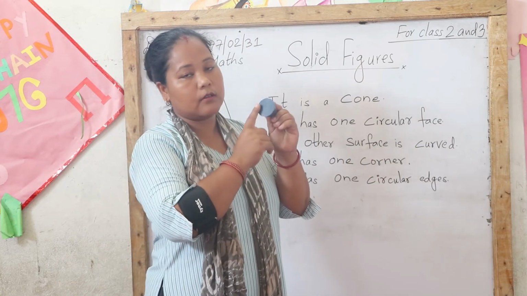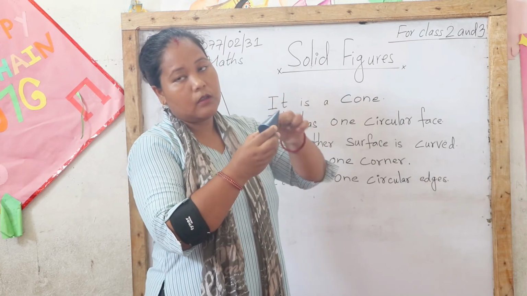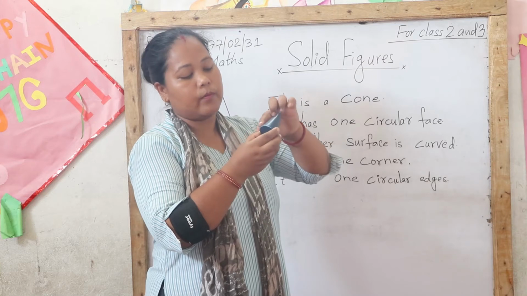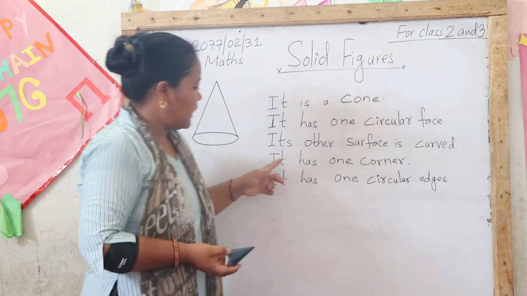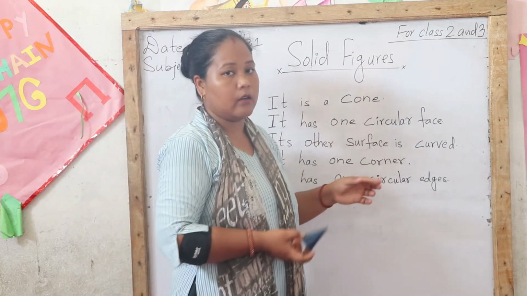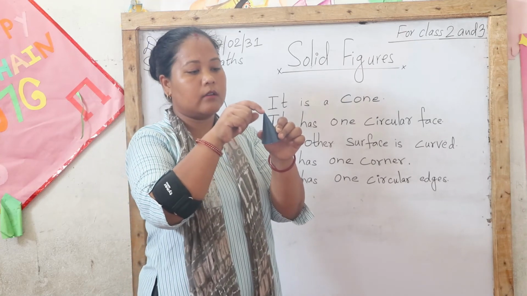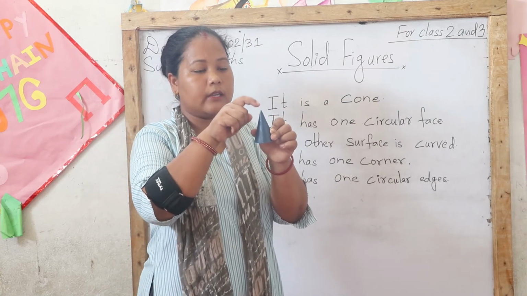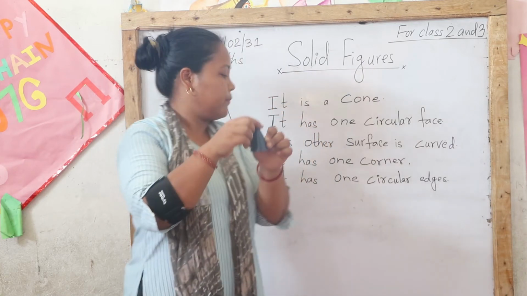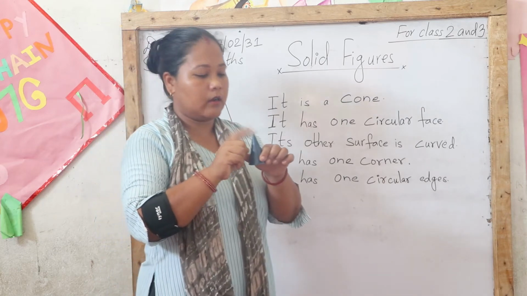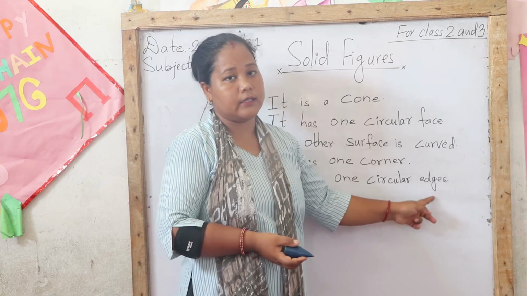One is a circular face, and the other surface is curved. Look, it is in curved shape. Okay, and it has one corner. The cone has one corner. Look, this is the corner of the cone, and it is only one. So the property of cone is it has one corner, and next it has one circular edge.